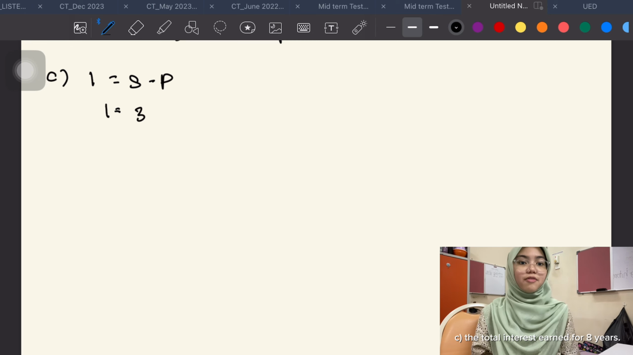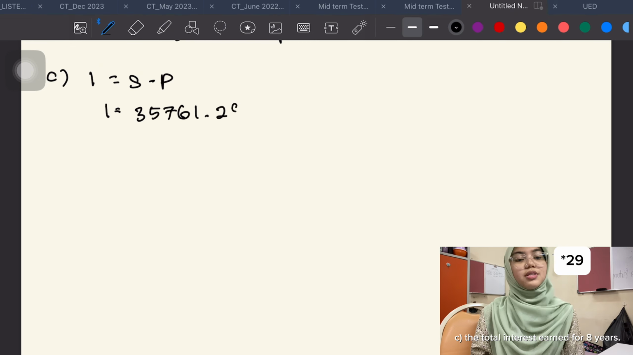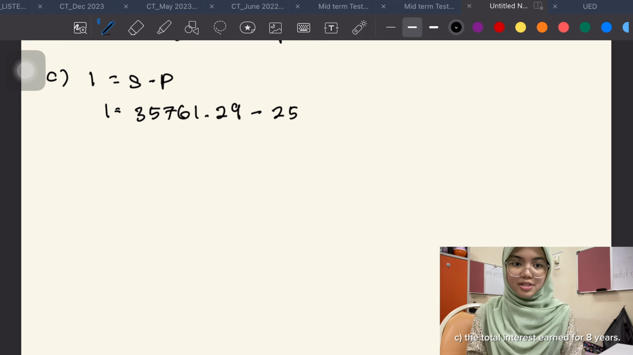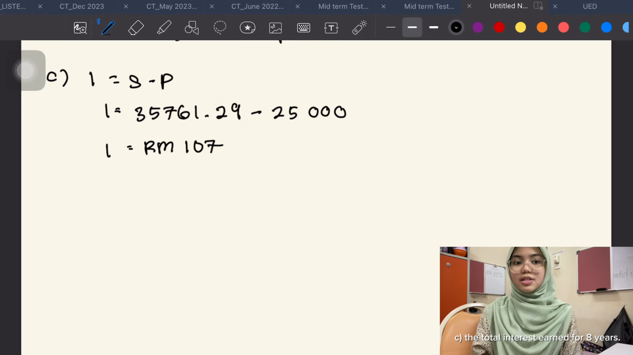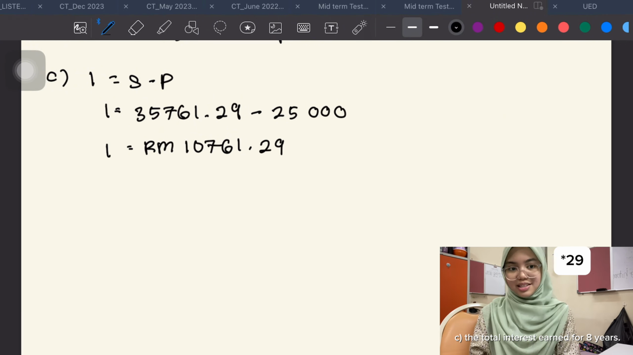I equals 35,761.26 minus 25,000, and we will get I equals RM 10,761.26.